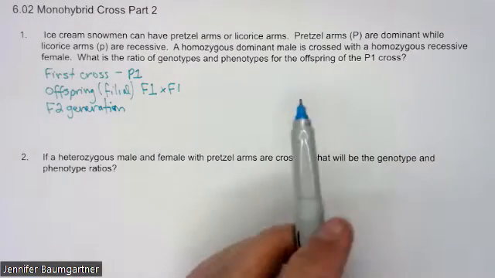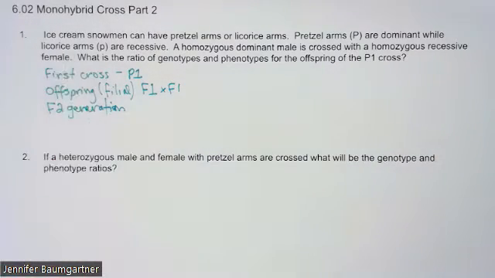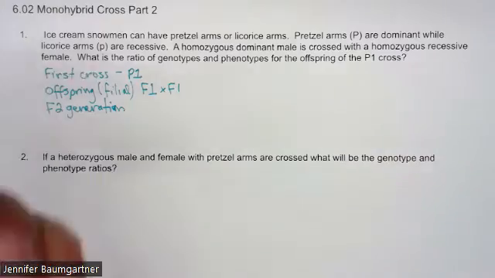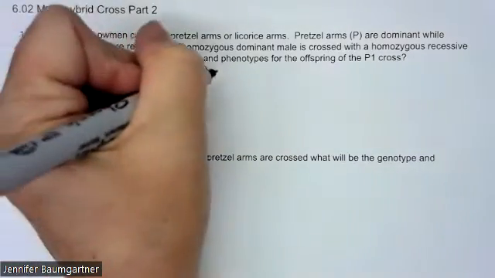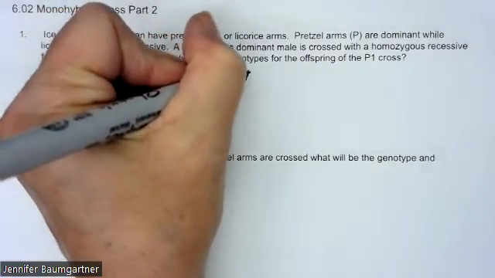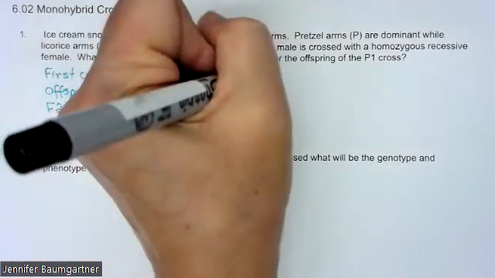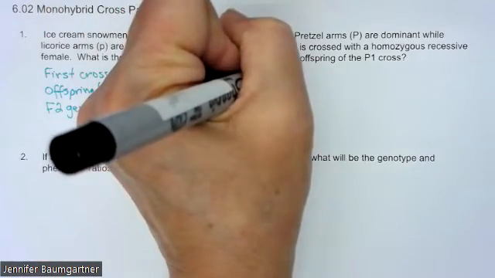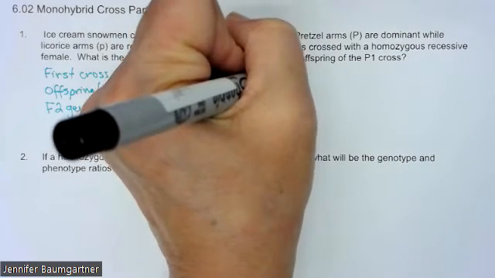So let's look at this practice problem. Ice cream snowmen can have pretzel arms or licorice arms. Pretzel arms, capital P, are dominant while licorice arms, lowercase p, are recessive. A homozygous dominant male is crossed with a homozygous recessive female. What is the ratio of genotypes and phenotypes for the offspring of the P1 cross? So what we have to do first, our first step, number one, is you need to determine the genotypes of the species being crossed.